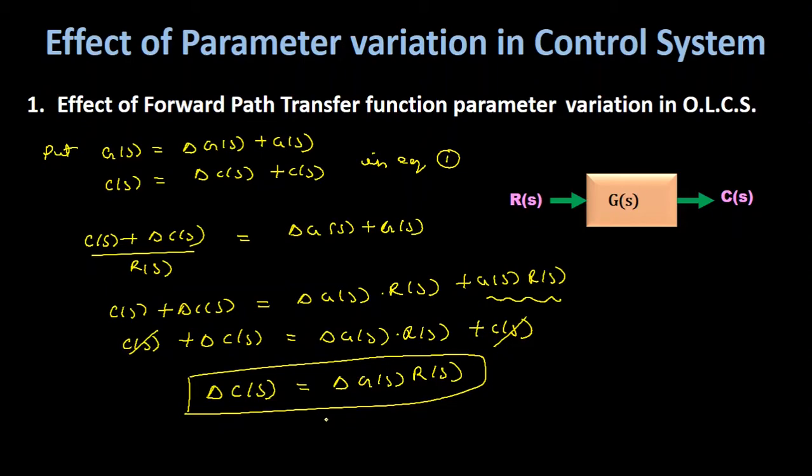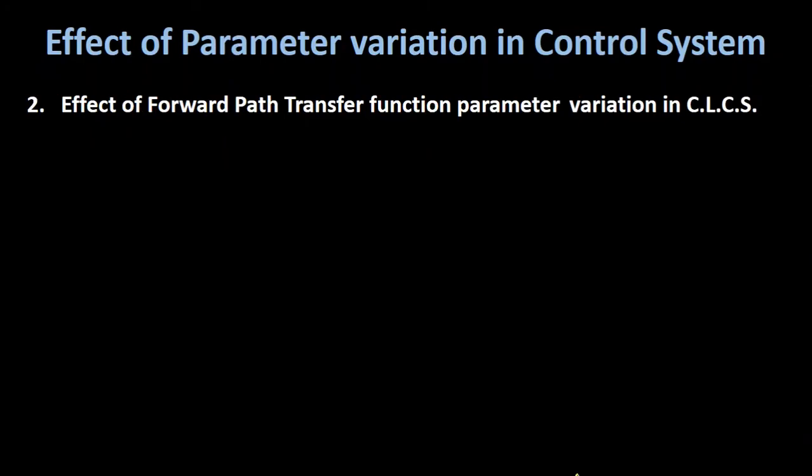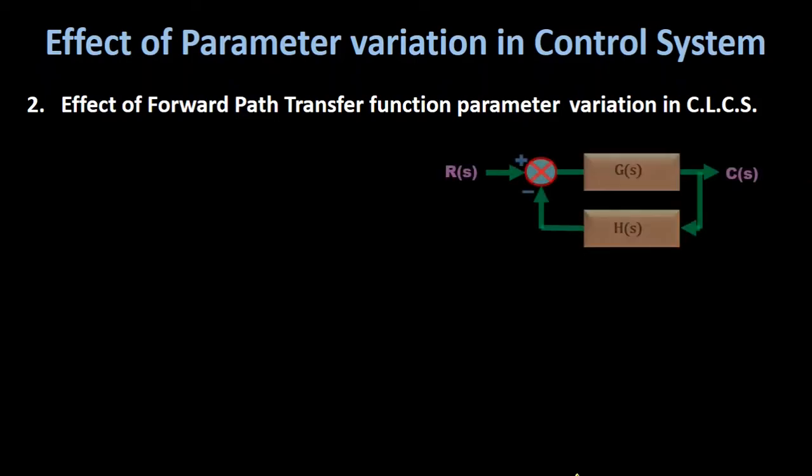So from this equation we can see that when the forward path transfer function G(s) changes, then the output response of the open loop control system also changes. Next, we are going to see the effect of forward path transfer function parameter variation in closed loop control system. For this, we will take a negative feedback control system.